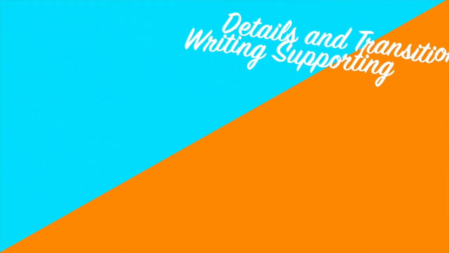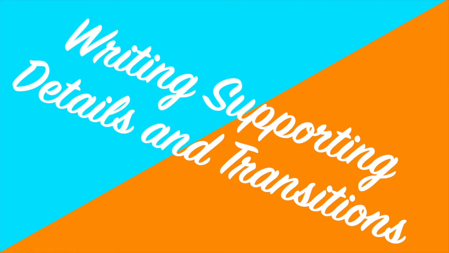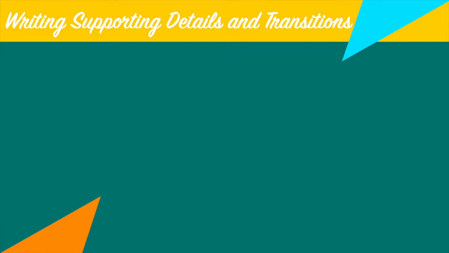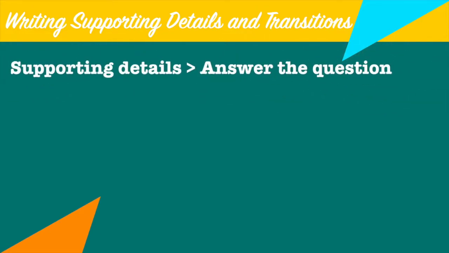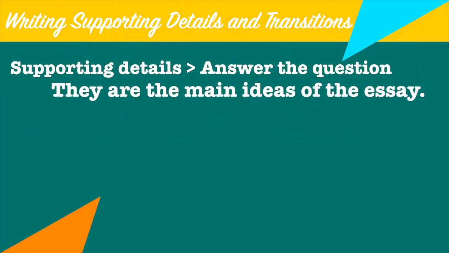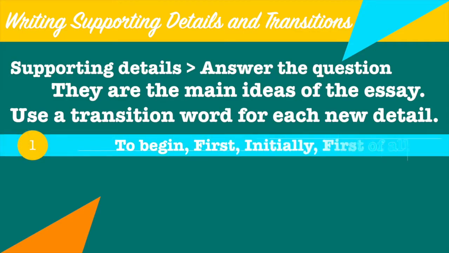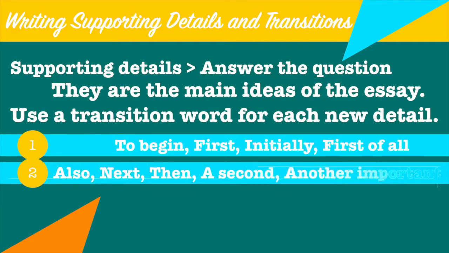Next, let's take a look at writing supporting details and transitions. It's important to remember that supporting details help you to answer the question that you're being asked. They are the main ideas of your essay. To help with the flow of your writing, make sure that you use a transition word for each new detail. Here are some great examples of transition words to use for your details. Make sure to note the order in which you would use them.